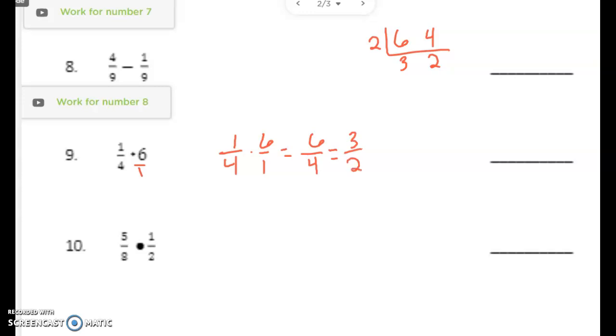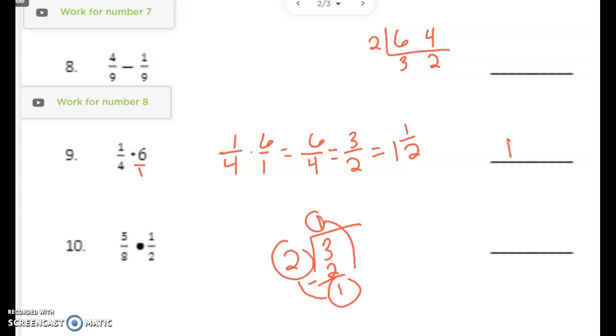Now, 3 over 2 is improper. So 3 over 2, 2 goes into 3. How many times? 2 goes into 3, 1 and 1/2 times. If you want to look at why, 3 divided by 2, 2 goes into 3, 1 whole time, with how many left over? 1/2. 1 and 1/2. All right, next problem.